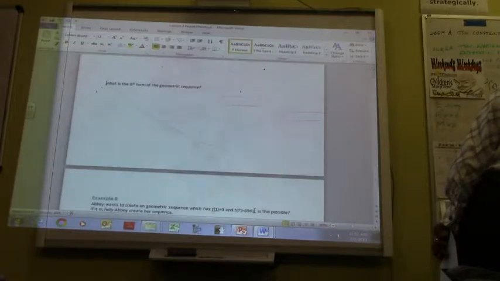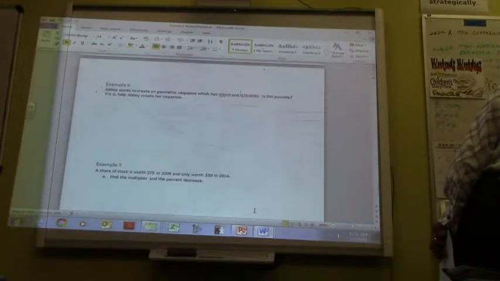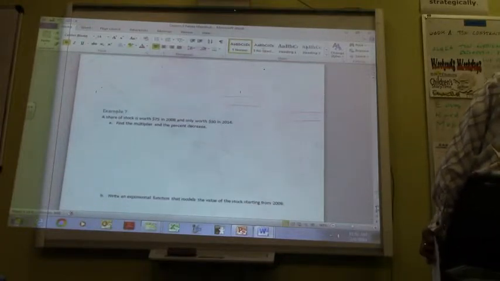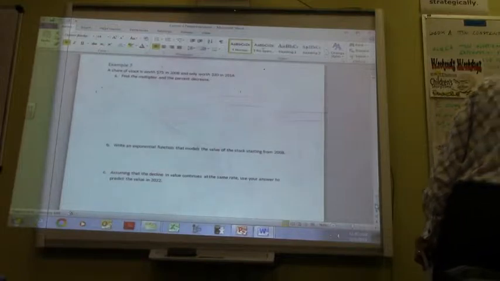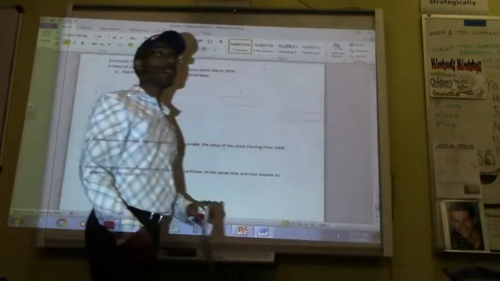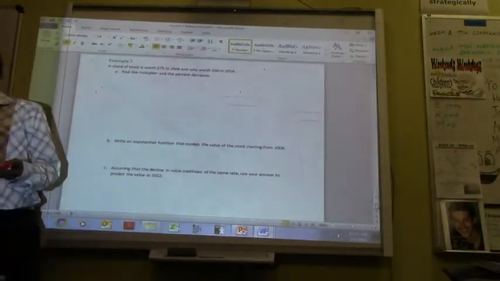Let's write this thing fast. 6 or 7. No, not 6. 6 is hard. 7 when we started off. I'm going to start with example 7 on the very back. This is the puzzle. Some of you know the puzzle, y equals ab^x.